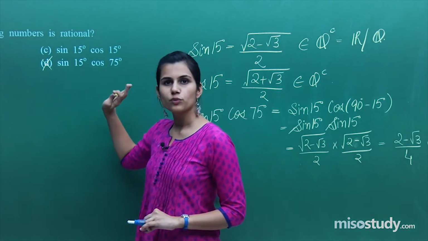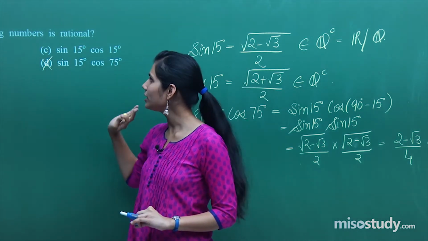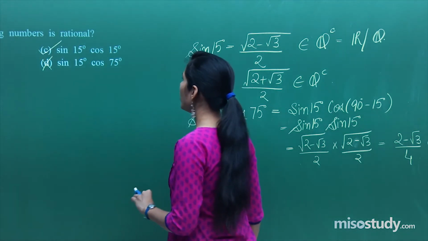So obviously we are left with one option. That has to be correct. This is the only rational number. Let's still try to see why this is rational.